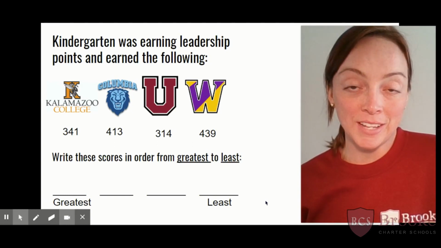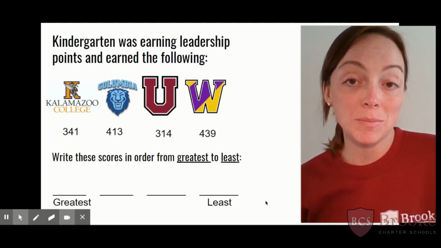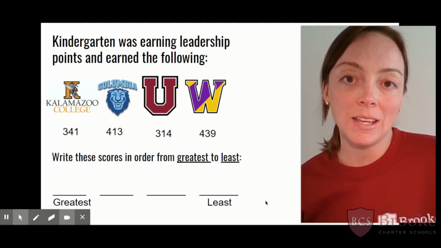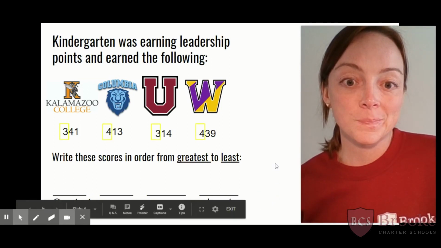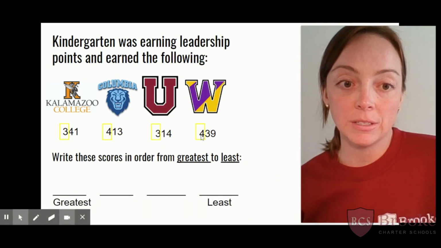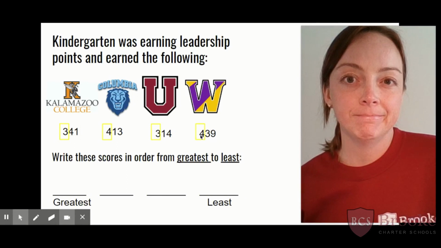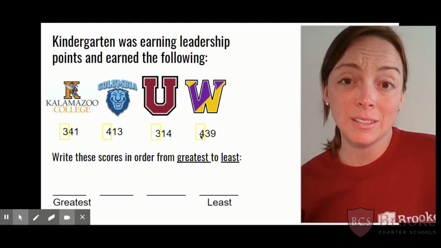I know we always check the hundreds first, because sometimes the number with the most or the least jumps out right away at us. So let's take a peek at the hundreds and see if that strategy works. I see 300, 400, 300, 400. I can't tell yet who has the most or the least, or who has the greatest or the least.